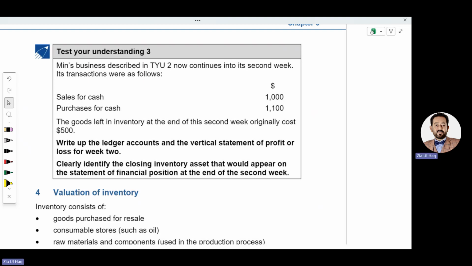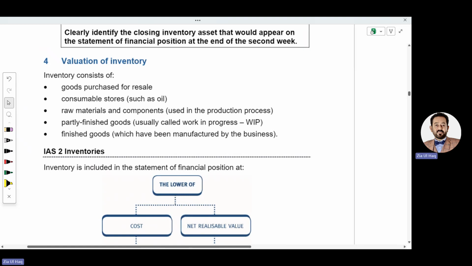Means business described in TYU2 now continue its second week. Its transactions were as follows. Sales for cash is 1000, purchases for cash is 1100. The goods left in inventory at the end of this second week originally cost $500. This is also relating to ledger. Ignore this. Now read this.